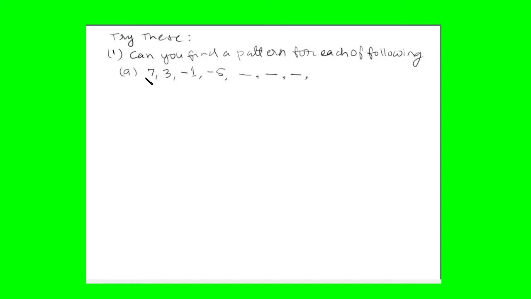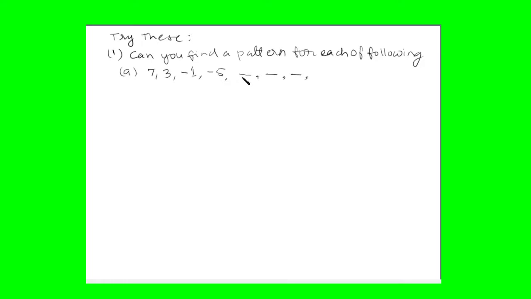Part A is 7, 3, -1, -5, and we have to find the three numbers which will follow these numbers. In question A, when we subtract 7 from 3, we get -4. Then -3 from -1, we get -4. Then -1 from -5, we get -4.